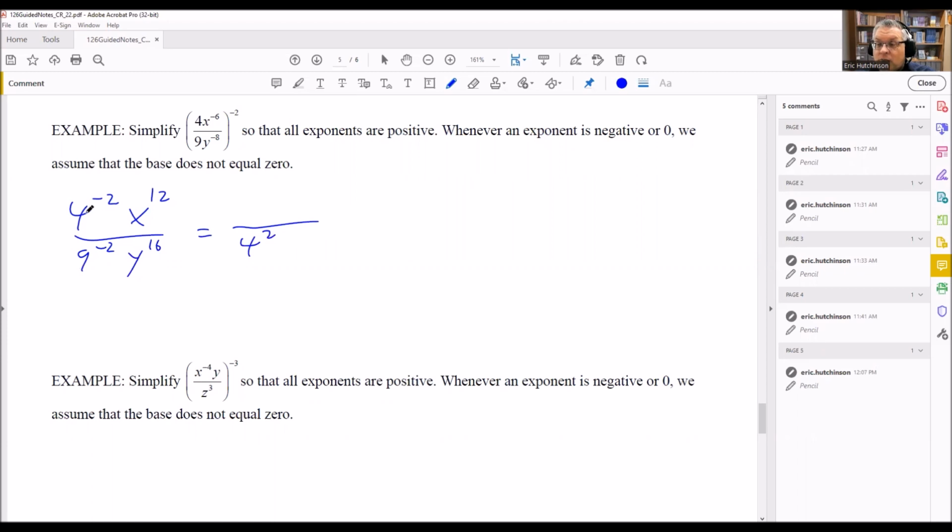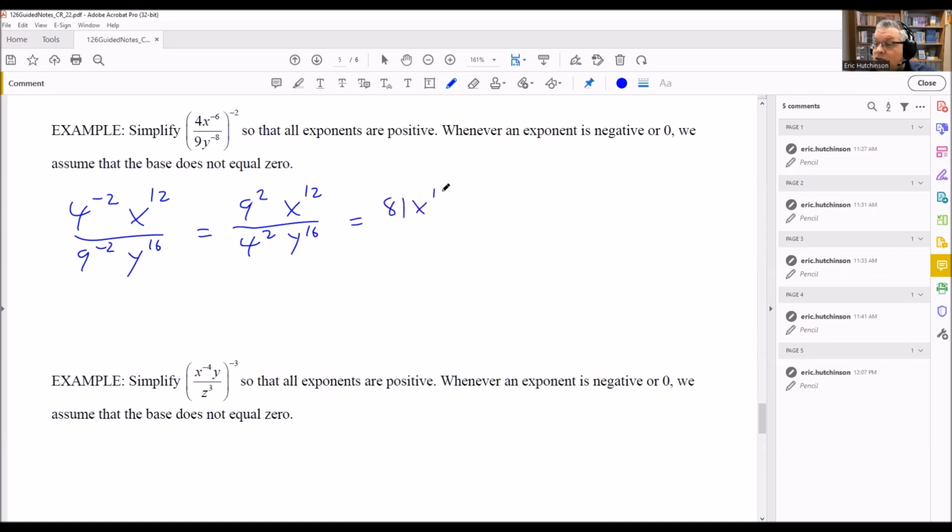So if I put that on the bottom, move it across the division bar, that changes this to a positive. The 9, I'm going to move that to the top. Moving that across the division bar will make that one positive. Now, I'm not doing anything with the x and the y because that's already a positive exponent, so I don't have to change that. Now that we've flipped these, we can square these to get our answer.